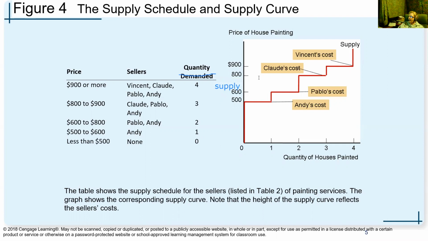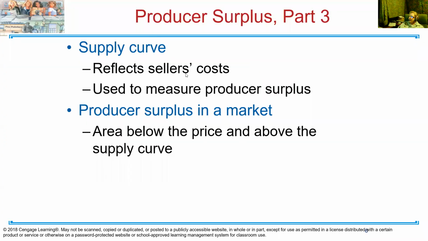Okay, so just like we saw previously when we look at these, we're going to treat these as individual supplier rectangles, and we're going to say this is each person's producer surplus. And again, what the surplus actually will be is dependent on the price. So the next slides show that, and I'm going to wait and show you on those particular slides. Okay. So again, supply curve is the seller's cost, and our producer surplus is the area below the price but above supply.